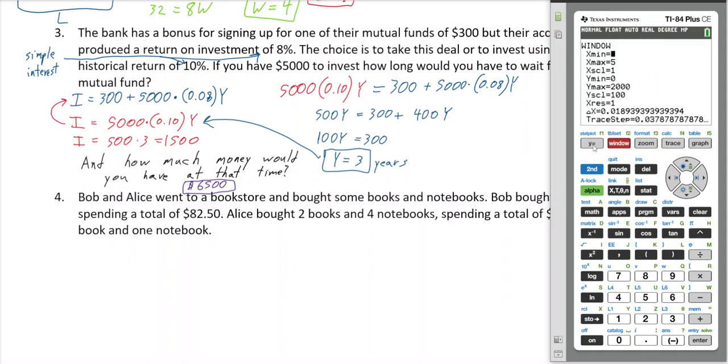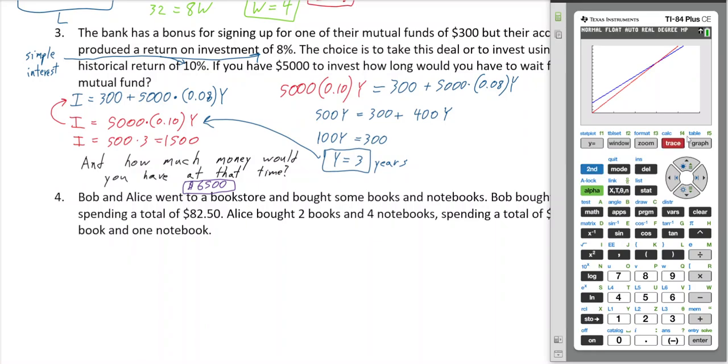Okay, so I've adjusted my window settings. I put my y max to be 2000, my y equals to be the two different equations. The red and the blue line up exactly with what I've written there. And you can see that the red one starts off at 0 bonus, but after 3 years, it manages to surpass the blue equation. So even though there's a $300 bonus, that blue mutual fund equation is actually worse. Now this is historical return, so in real life it doesn't always work out like this, but roughly it does.